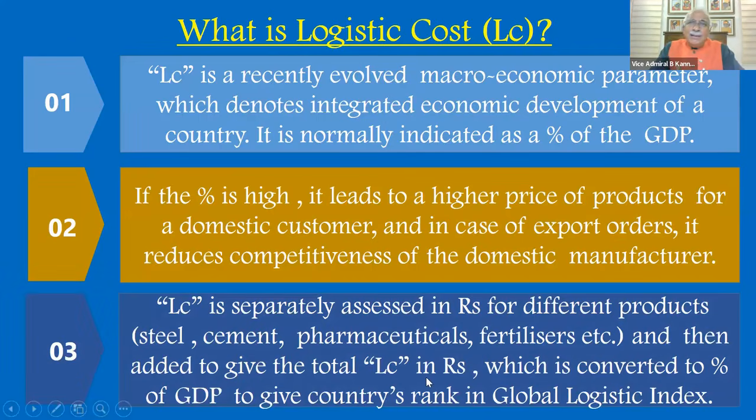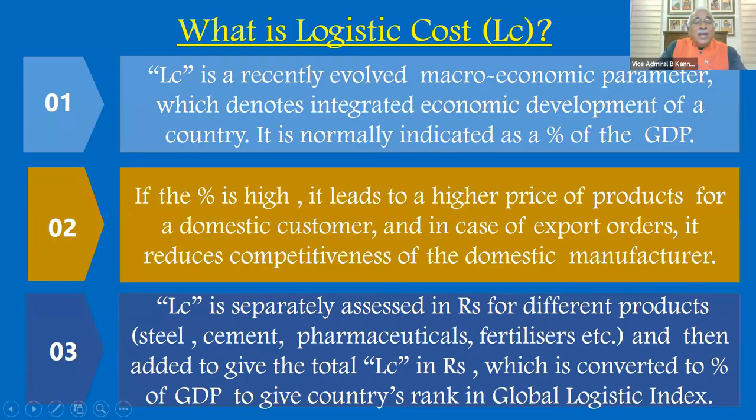Now, when you want to understand the quantity of logistic cost, it is separately computed. As I told you earlier, steel separate, cement separate, vegetables separate, wooden items separate, furniture separate, fertilizer separate, medicine separate. Different industries are there. They all have different levels of logistic cost. They're all put together, added in Indian rupees, and then converted as a percentage of the GDP. And that gives India's rank in Global Logistic Index. What percentage of your GDP is the logistic cost?